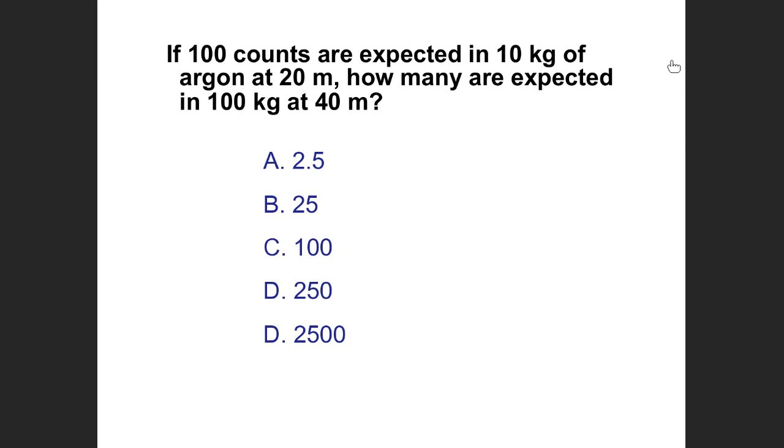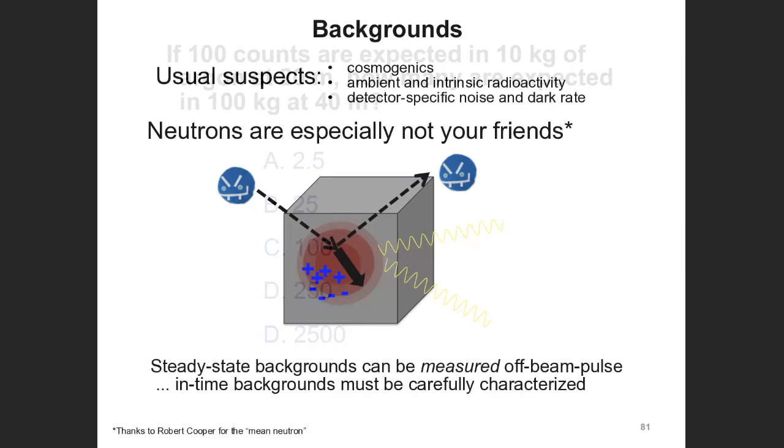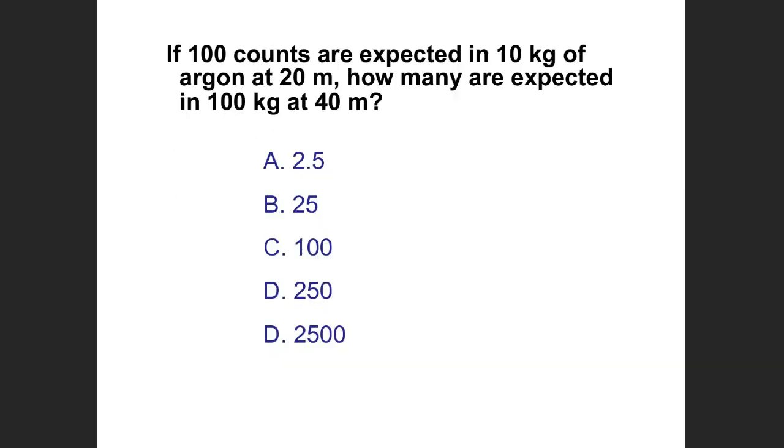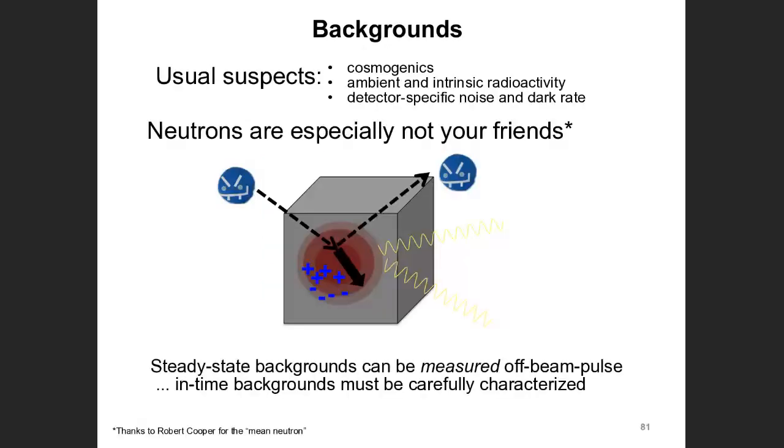Okay, well, the D's win. So this is just scaling. If you've got 10 times the mass, you would have 10 times the counts. And if you are at twice the distance, you get a quarter of the counts. And so the best answer here is 250. Okay, and so that's exactly how I have scaled those plots here. It's just inverse square and linear with mass.